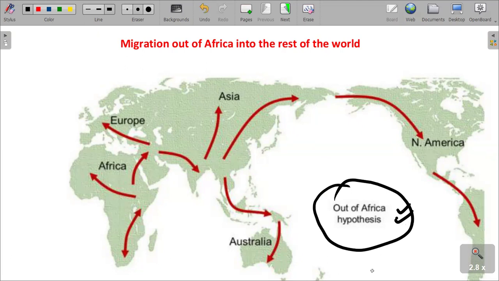This is a concept or proposition that explains that modern human beings started in Africa and migrated into the rest of the world. The modern man on the globe as a whole started in Africa but migrated to the rest of the world. So here we have our African continent, and people migrated into Europe, Asia, Australia, North America, and so forth.